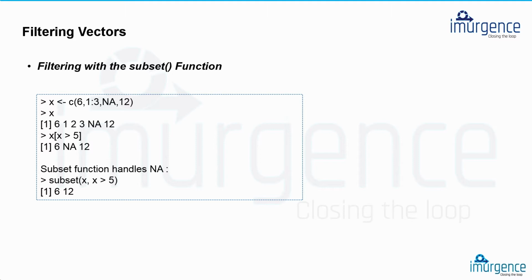So x <- c(6, 1:3, NA, 12). We are just basically preparing a vector. So this is the vector with elements 6, 1, 2, 3, NA, 12. Now you are saying x[x > 5]. So you're basically doing a subsetting over here. You're telling it, give me all those numbers which are greater than 5, and you wrap that inside x. So what is happening internally is it's checking true or false whether that vector element is greater than or less than 5. So the first element 6 is obviously greater than 5, so it returns true.